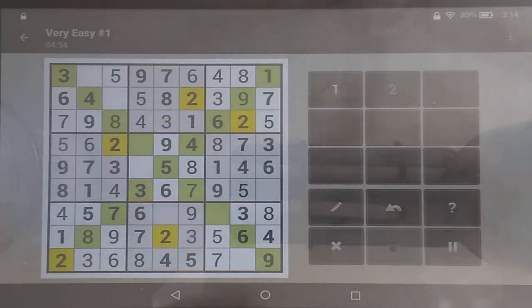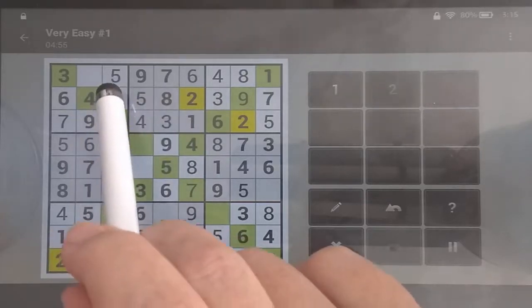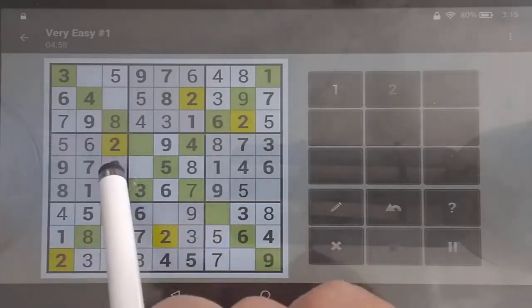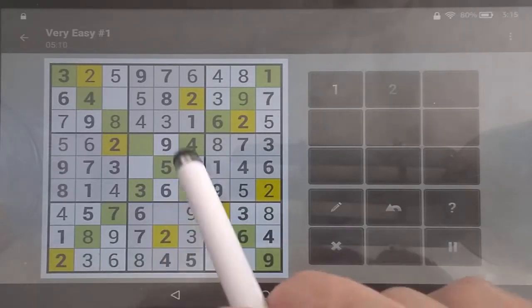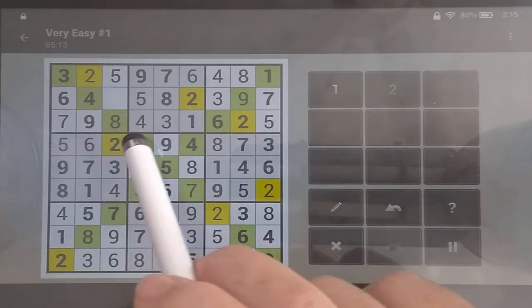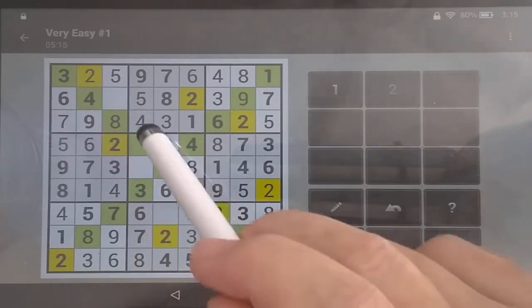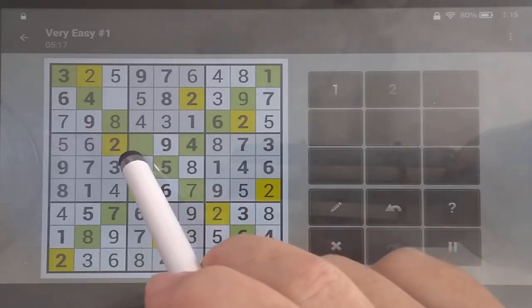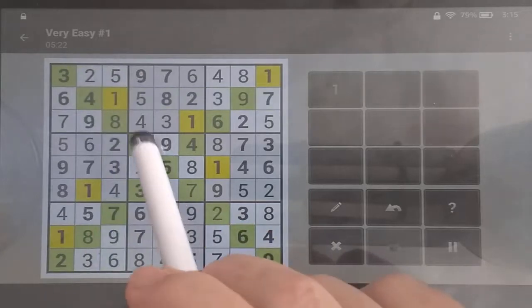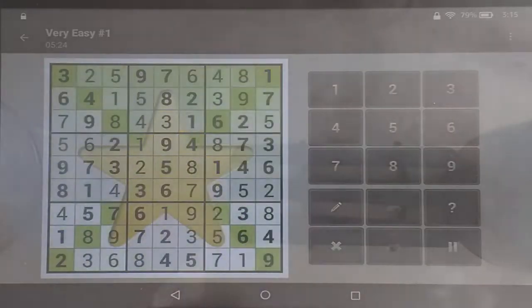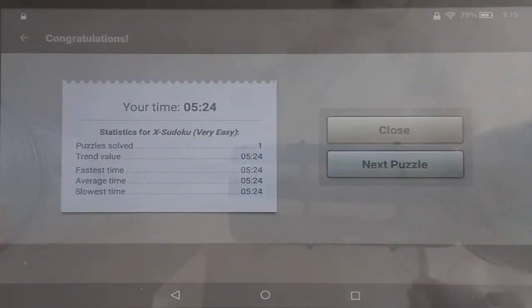On to the 2s. This is definitely covered. No way that can be a 2, so the 2 has to go there. This is the last spot, so the 2 has to go there. This says no, as does that, so there's that 2. And now this says no right there, and it also says no on this leg, so that's where that 2 has to go. And then I fill in the 1s in the spots that are left, and that's how you do X Sudoku. Thanks for watching.